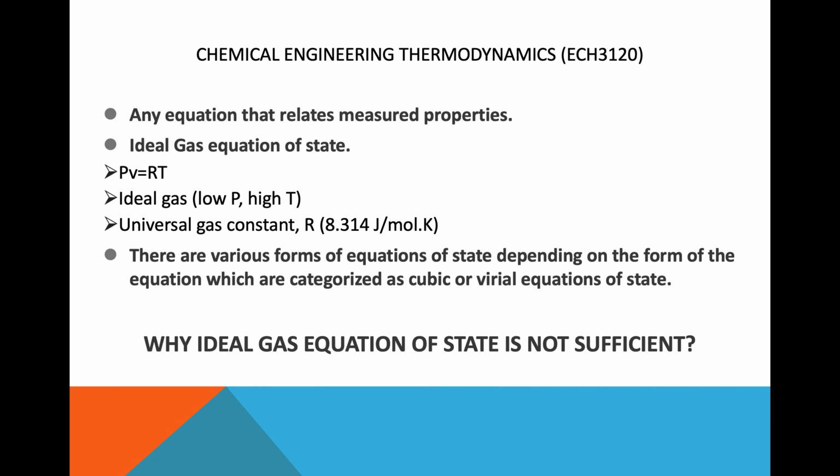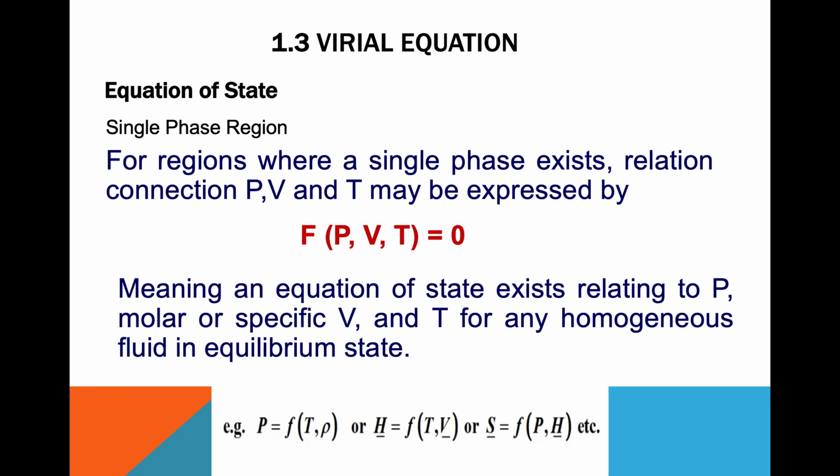Okay, next one. For the variation, we start with the equation of state. Basically, the equation of state occurs in a single phase region, whereby for the regions where a single phase exists, the relation between P, V, and T, which are the thermodynamic properties, may be expressed by a function of pressure, volume, and temperature equals to zero. Meaning, an equation of state exists relating pressure, molar or specific volume, and temperature for any homogeneous fluid in equilibrium state.